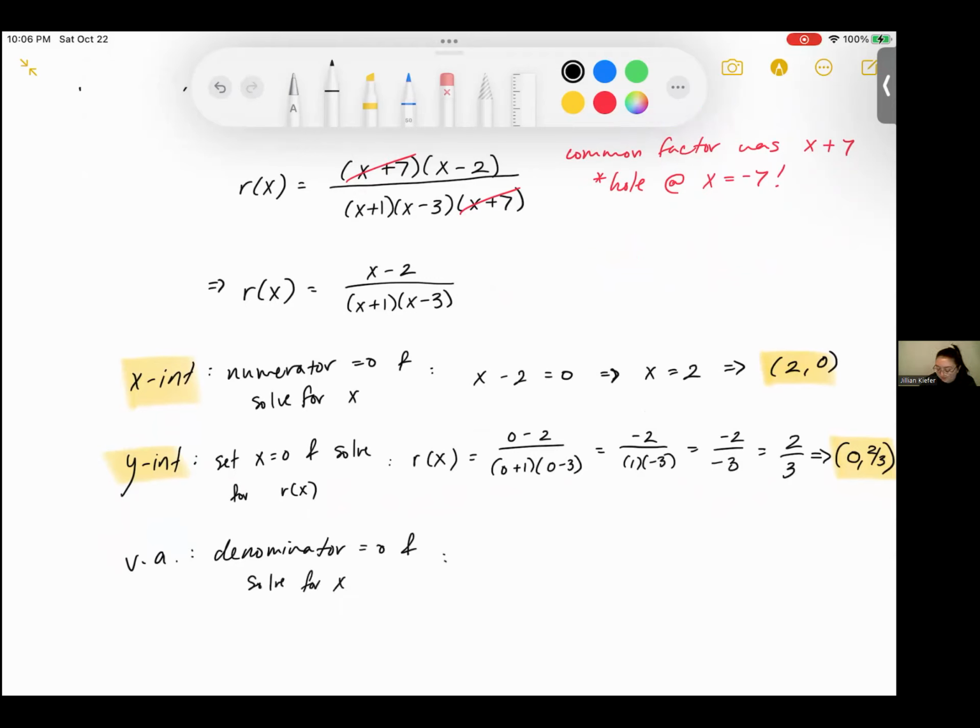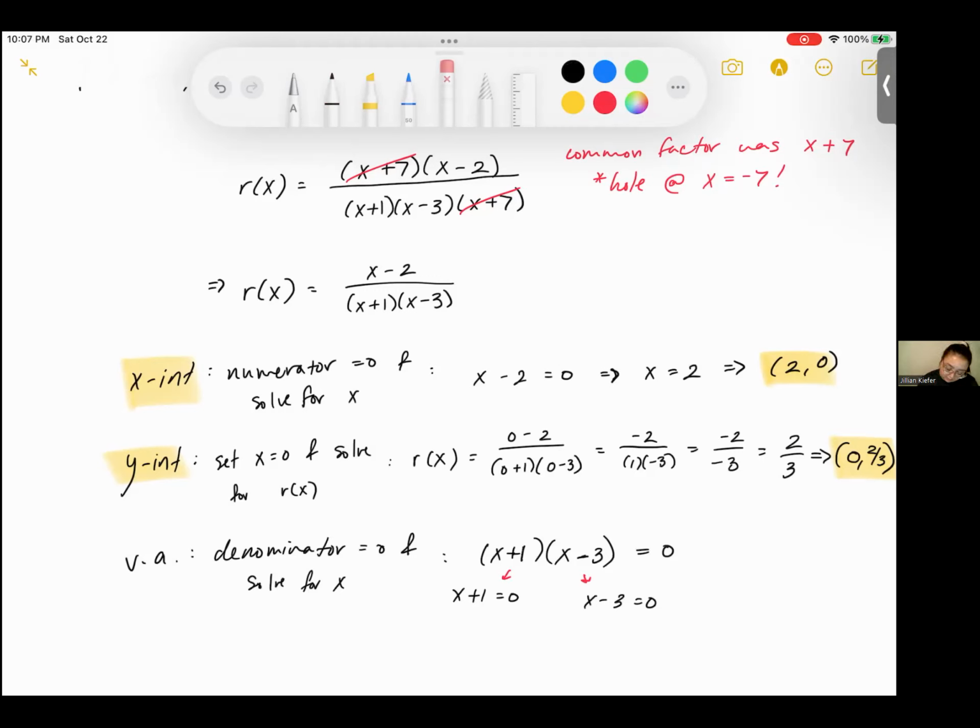Our denominator was x plus 1 times x minus 3. And luckily it's already factored, so we can set them each equal to 0 separately, because we know if either one of those factors were 0, the whole thing would be 0. So we solve for each. We would get x plus 1 is equal to 0 and x minus 3 is equal to 0. For the one on the left, we would subtract 1 from each side to get that x is equal to negative 1.